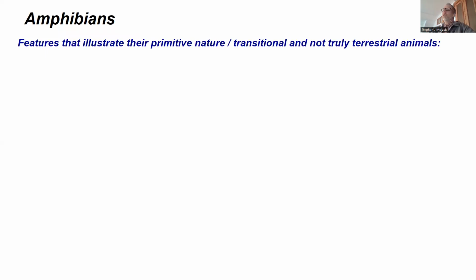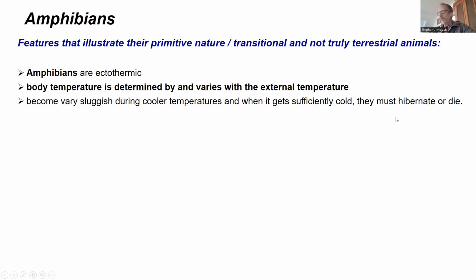Amphibians. Features that illustrate their contemporary primitive nature and transitional form show that they're not truly terrestrial animals. Evolutionary theory allows us to understand this. Amphibians are ectothermic. Their body temperature is regulated in no other way except from that of the temperature of their environment. It's determined by and varies with external temperature. They can become very sluggish when temperatures are low. And when it gets so cold that it threatens body tissues with ice development, they either must hibernate, migrate, or die.